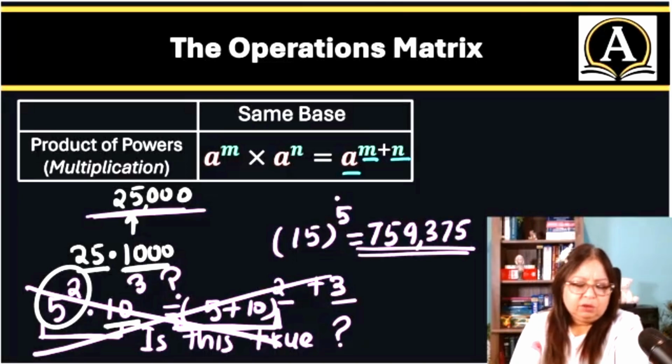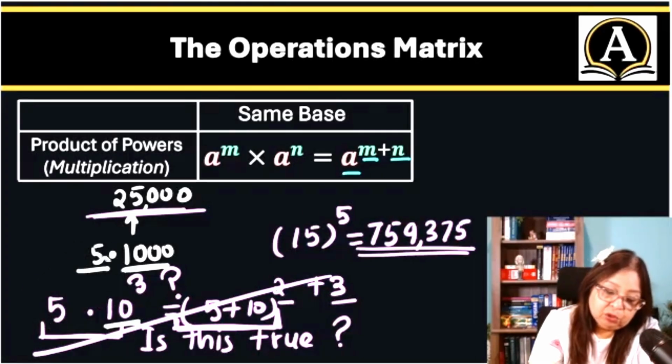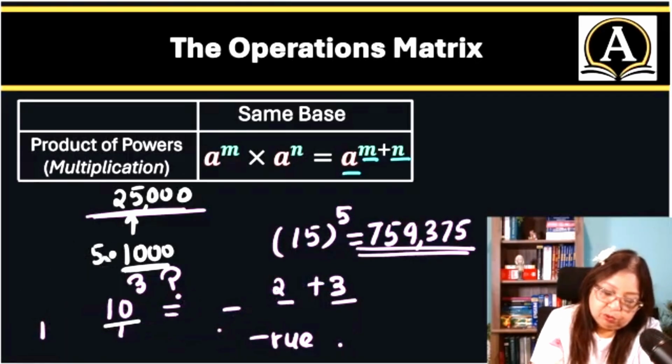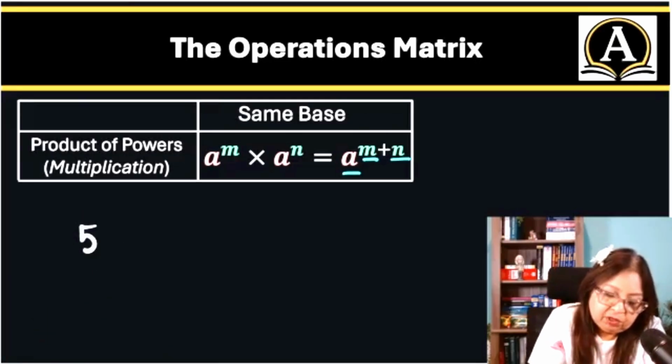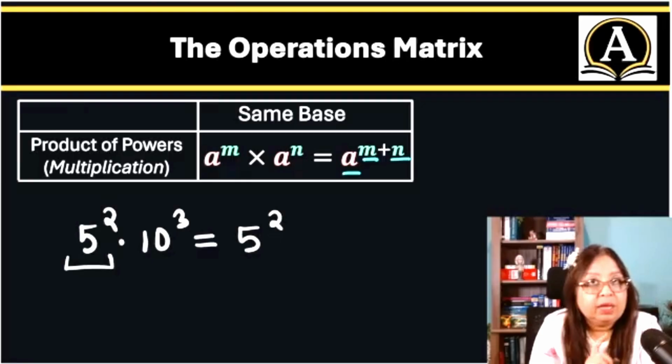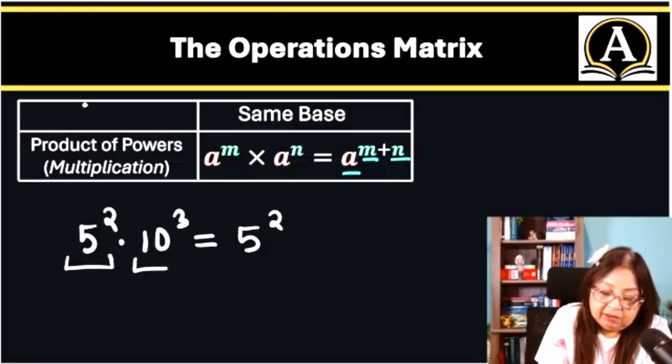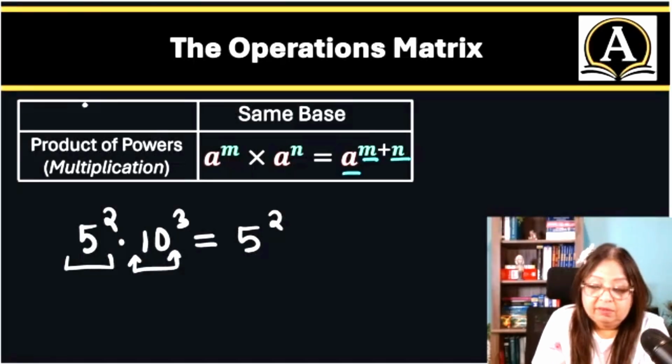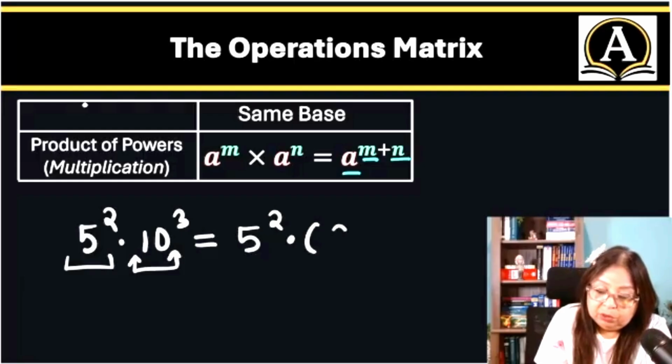So how would you do it? So if you were to simplify this, 5 to the power 2 times 10 to the power 3, how could you do that? Here's what you would do. So we have 5 to the power 2 times 10 to the power 3. What I can do is, I will leave this 5 to the power 2 as it is. And this 10, in place of this 10, I'm going to write 2 times 5.